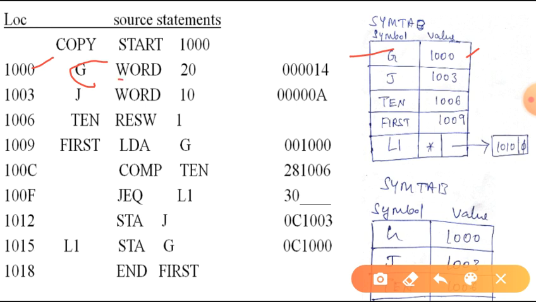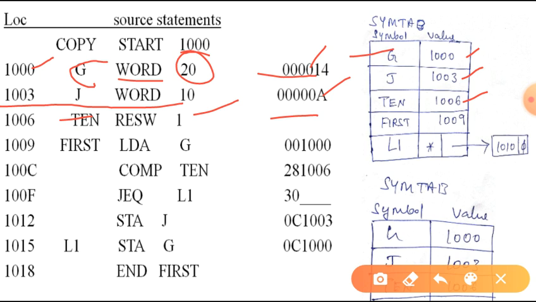And here WORD means reserve one word and store 20 into that, which is hexadecimal. That is what we have as the object code here. Similarly, in the next line, we have a location counter value of 1003, and we have symbol J, an entry is made and object code is generated. Here also again 10 at 1006, no object code because it is RESW. Continuing with the next line, first is entered with 1009, and this is the object code.